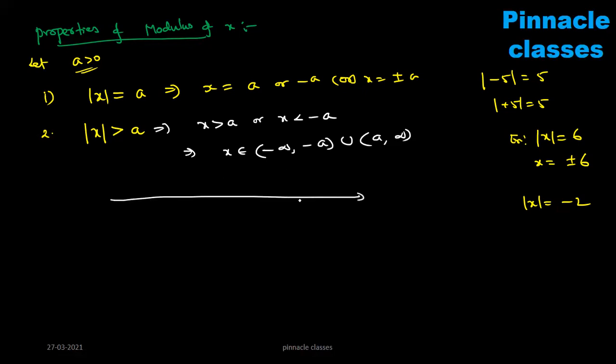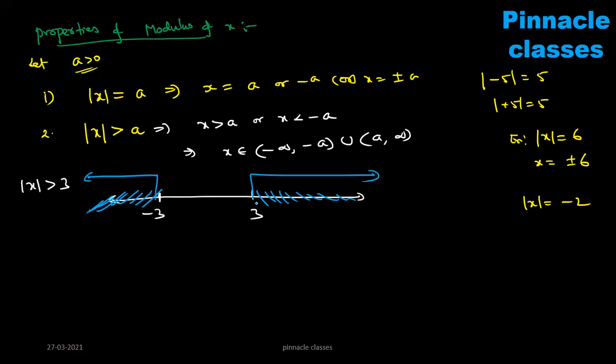Take the number line. Modulus of x greater than 3, suppose, dear students, what is the meaning here? Take the number line with -3 and 3. So in this case, what is the result? x less than -3 means this is the region. x greater than 3 means this is the region, towards plus infinity and towards minus infinity. That means x belongs to -infinity to -3 union 3 to infinity.